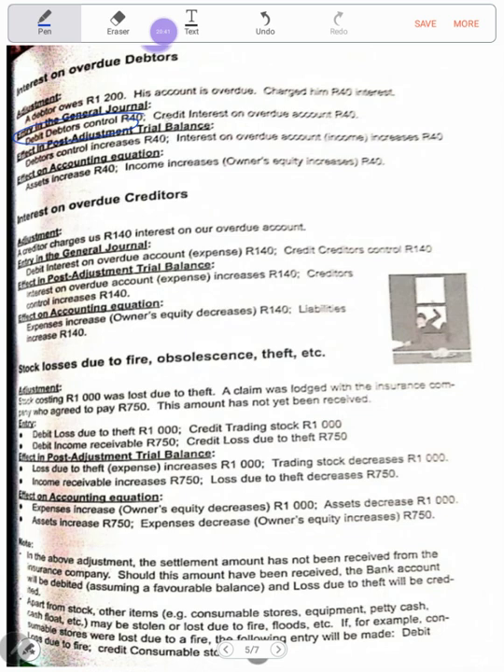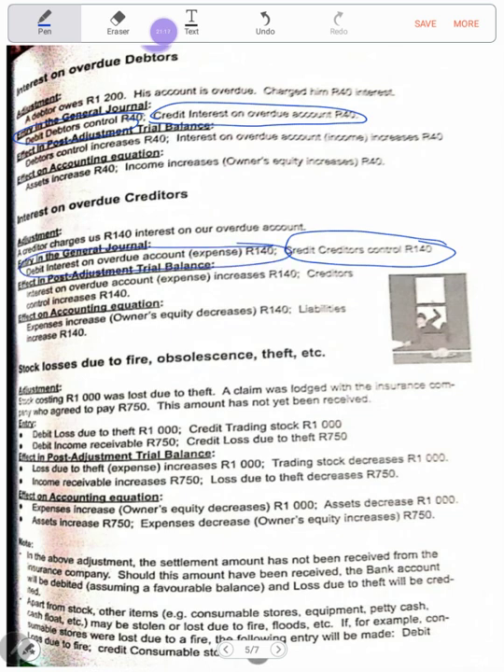What do I do with incomes? We credit incomes. Then we have interest on our overdue creditors. Remember, creditors is when the business purchases goods on credit, it is a liability to us. And if our creditors charge us more money, our creditors control account will increase on the creditor side because now we have to pay them more. What is going to be the debit account? Obviously, the expense. It's an interest expense to us, so we debit interest expenses.